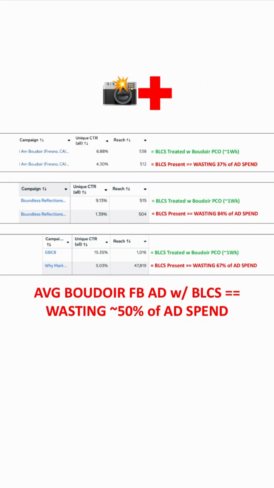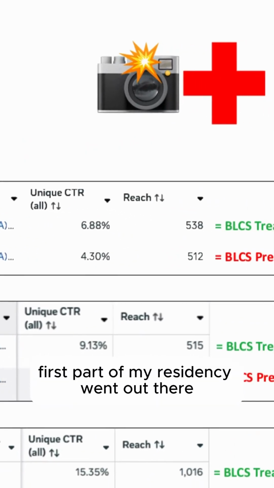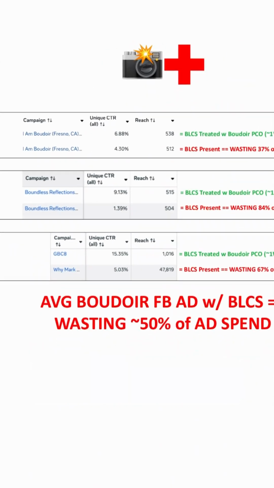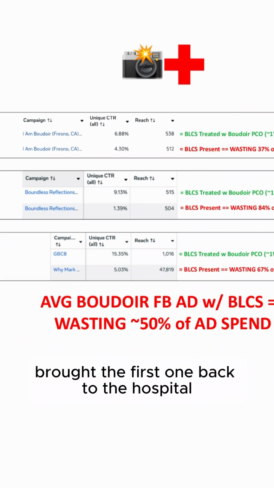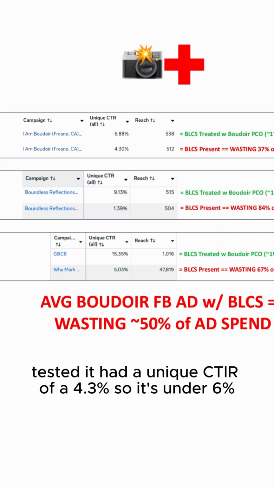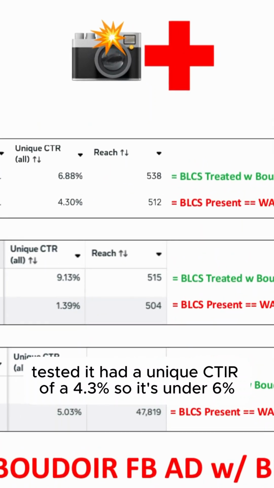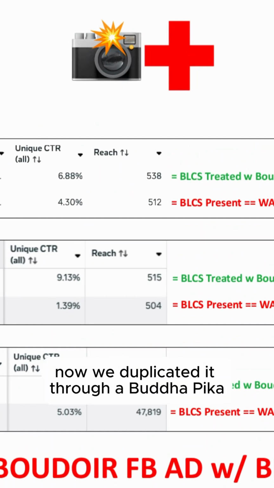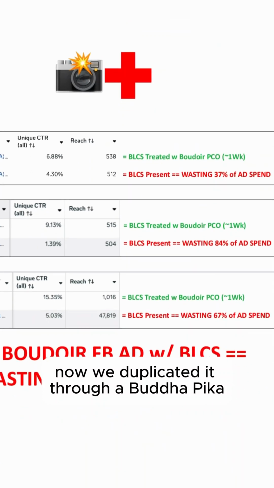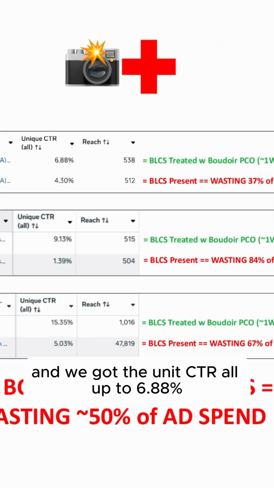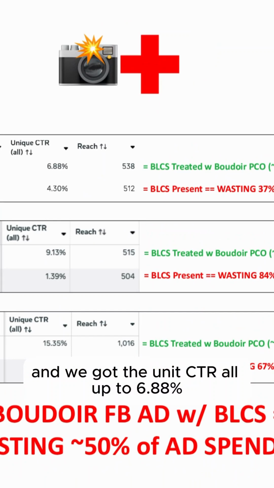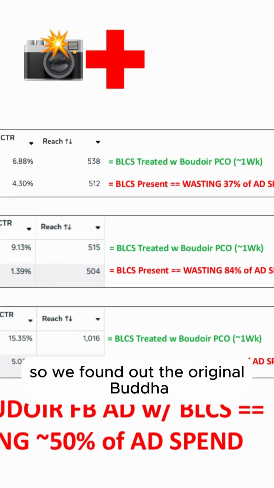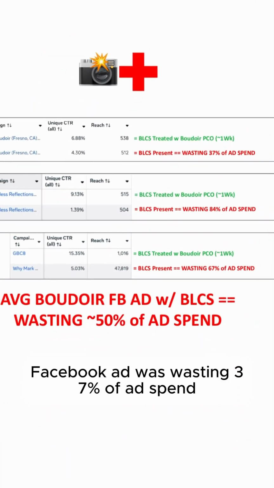Now, first part of my residency, I went out there, found some boudoir Facebook ads, brought the first one back to the hospital, tested it, and it had a unique CTR all of 4.3%. So it's under 6%, so we know BLCS is present. Now, we duplicated it, treated it with boudoir Pico, took about a week, and we got the unique CTR all up to 6.88%. So we found out the original boudoir Facebook ad was wasting 37% of ad spend.